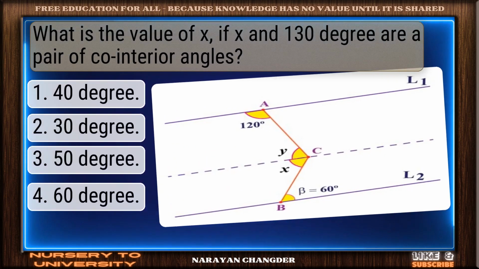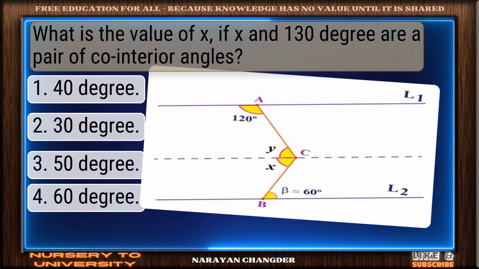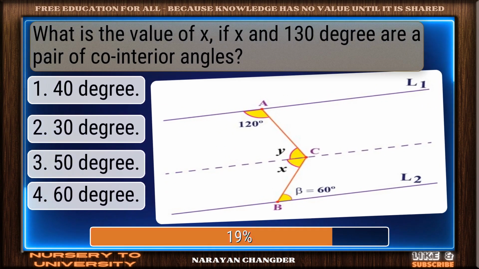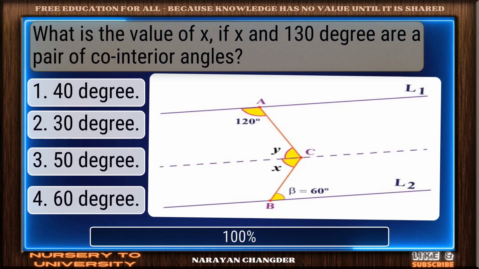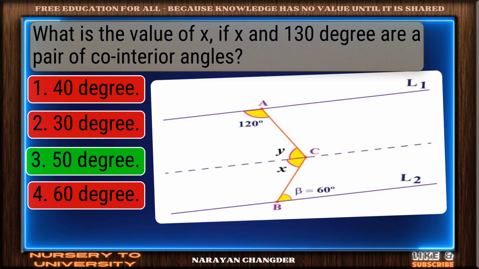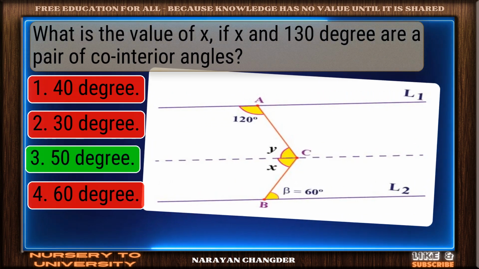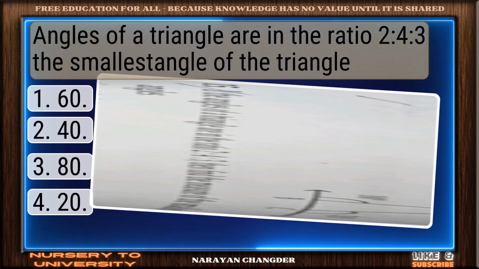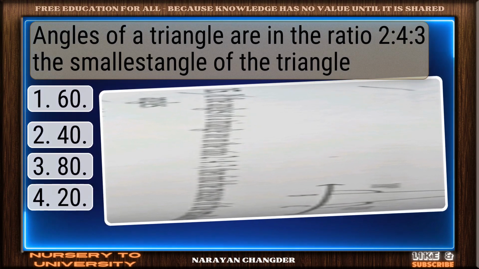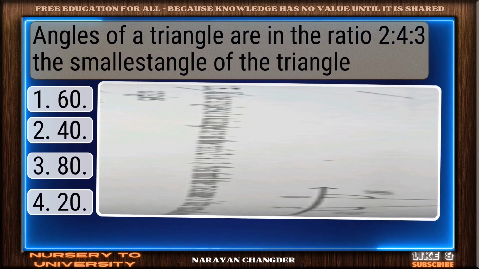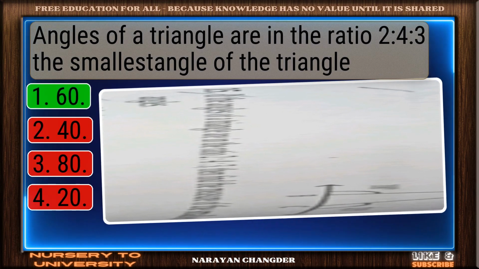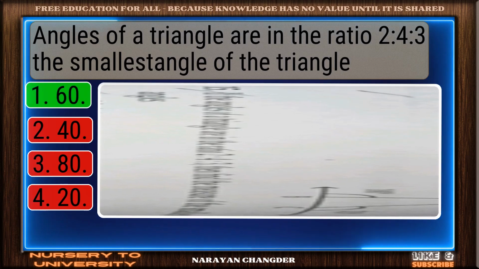Question number 67. What is the value of x if x and 130 degrees are a pair of co-interior angles? Good thinking. 50 degrees is the right answer. Question number 68. Angles of a triangle are in the ratio 2, 4, 3. What is the smallest angle of the triangle? Well done. 60 is the right choice.